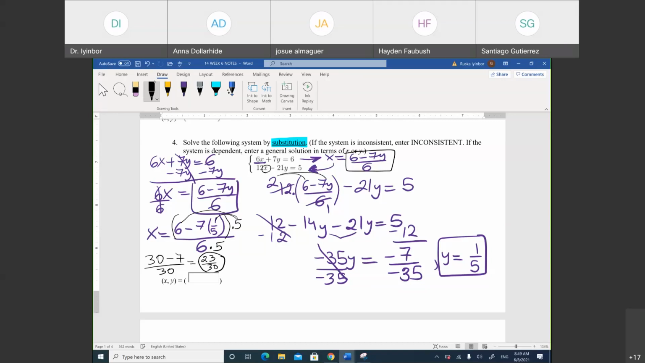And how do you write your answer? The answer is going to be x comma y. So I'm going to put x first, which is 23 over 30. And y is 1/5. So this is my answer. This is how you put your answer as two fractions. Okay? So I'm going to put 23 over 30, comma 1/5. Okay? Any questions on this?